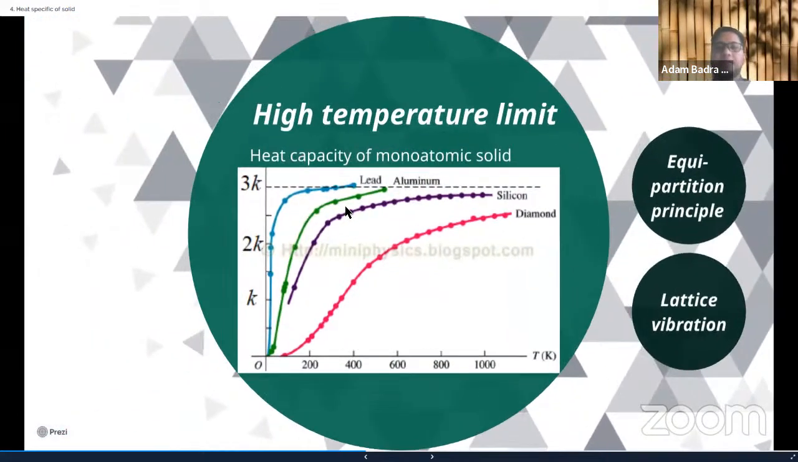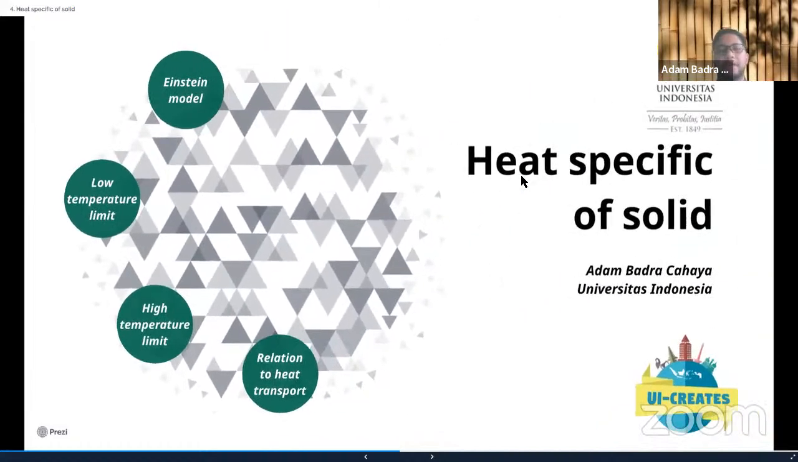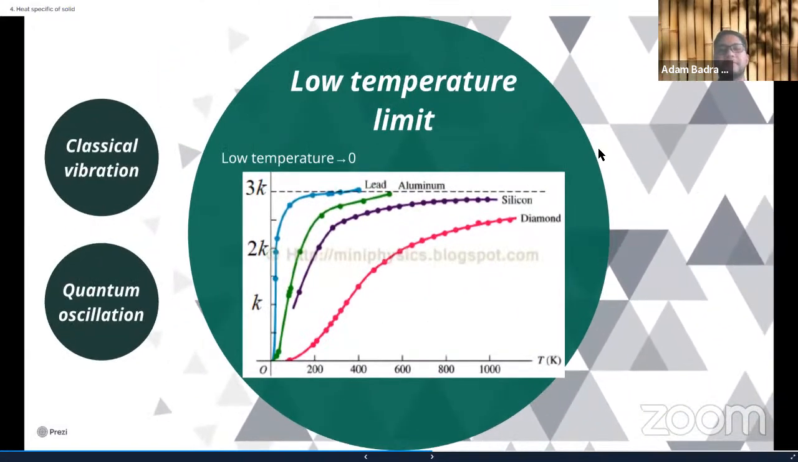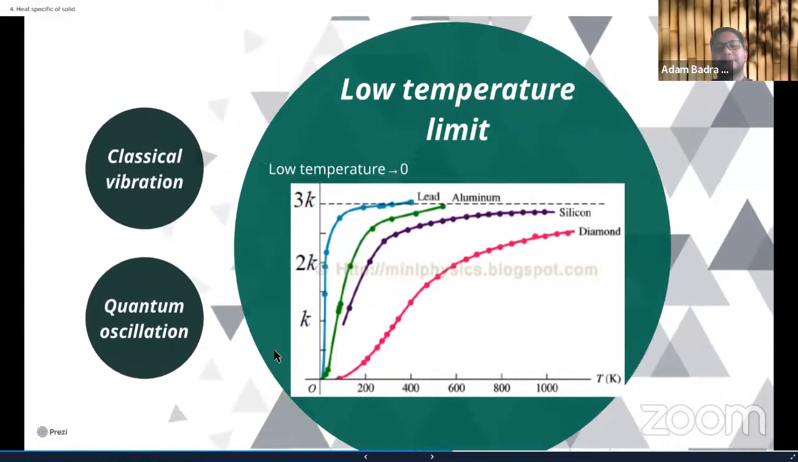Okay. Now, the interesting thing is that this kB, the Dulong-Petit law, only shows at high temperature. We want to know why that is happening. So we will see at low temperature, where the heat capacity becomes zero, right? So we need to think about why that is happening.